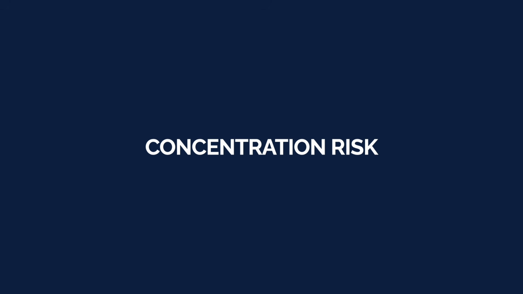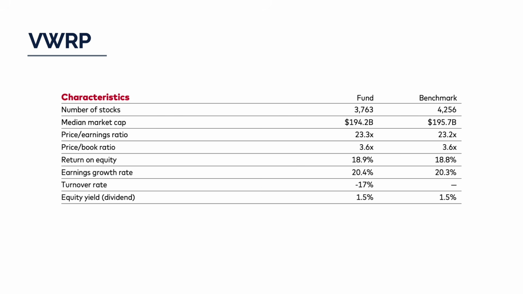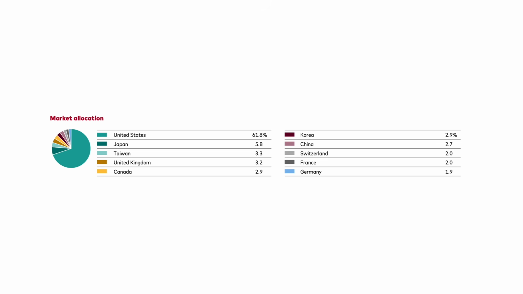One of the biggest selling points of a global equity ETF is diversification. Take Vanguard's FTSE All-World ETF, VWRP. It holds almost 3,800 companies from around the world. So surely that's about as diversified as you can get. Well, yes and no. Because diversification isn't just about how many companies you own, it's also about where your money is invested. Today, almost 62% of VWRP is invested in the US. So although you own thousands of companies, most of your investment is concentrated in a single country.